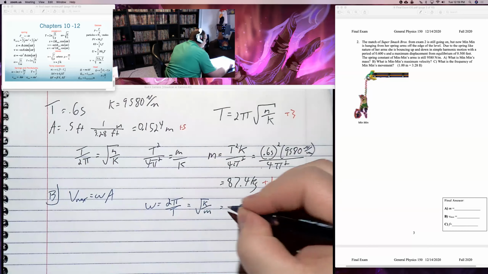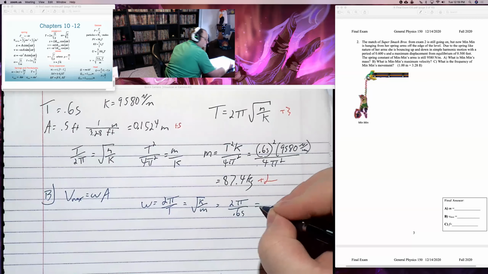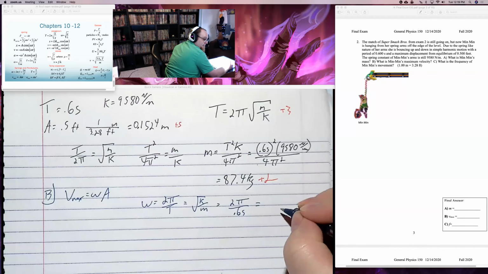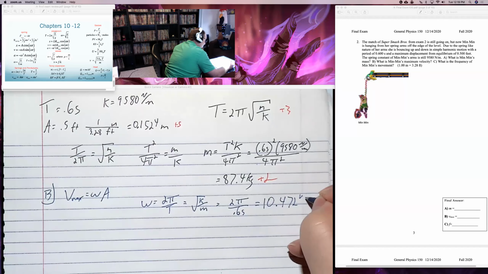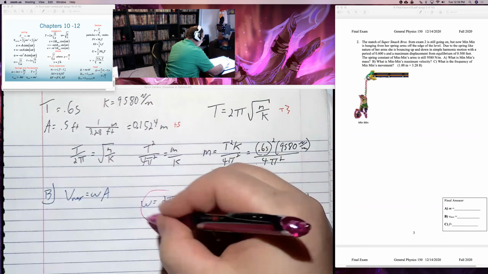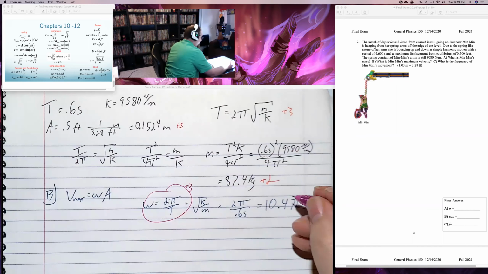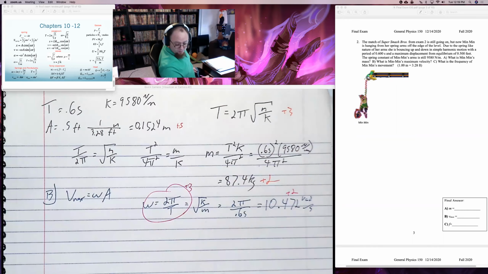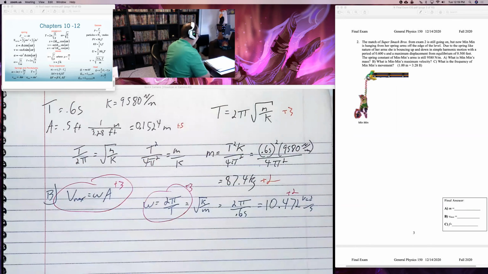I can say that omega is just 2 pi over 0.6 seconds, where 2 pi divided by 0.6 seconds is just 10.472 radians per second. I gave 3 points for either of these equations. 2. And I'll plug that into this guy.